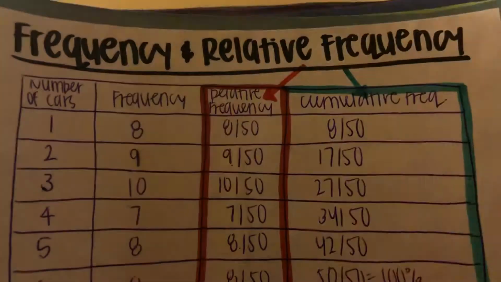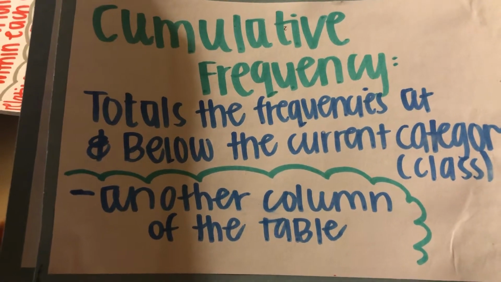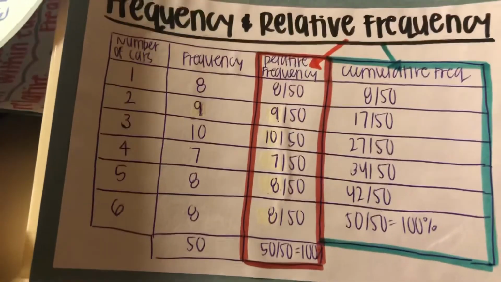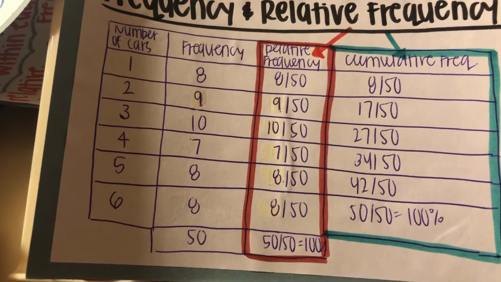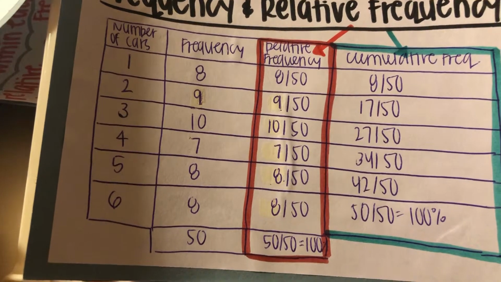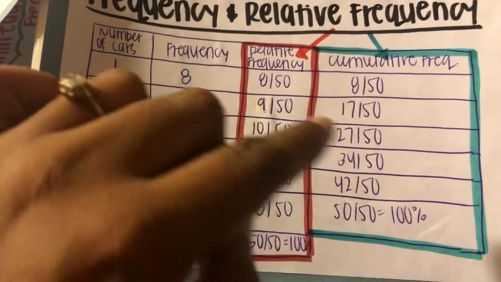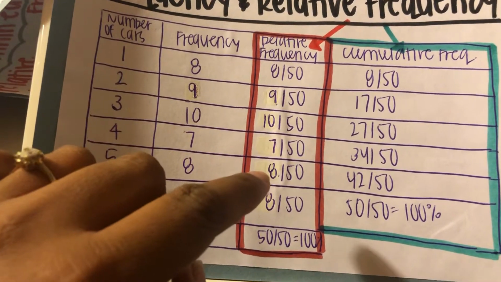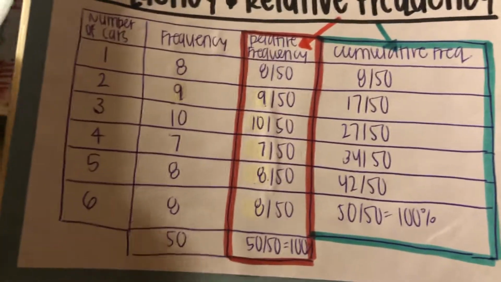Next, we'll talk about cumulative frequency, which is the frequency at and below the current category class. It's another column of the table, which is shown here. You take the first group, which is 8 out of 50, and then add it to the second one, and you get 17 over 50. Then you add the third group, and so on. The third group will be 27 over 50, and so on until you get 50 out of 50, which equals 100%.